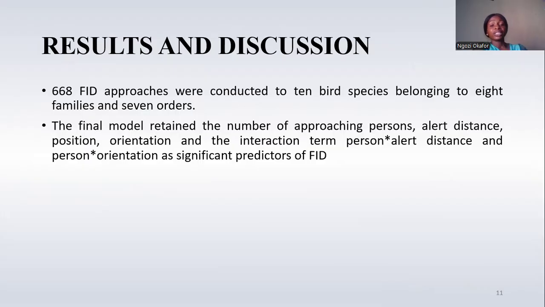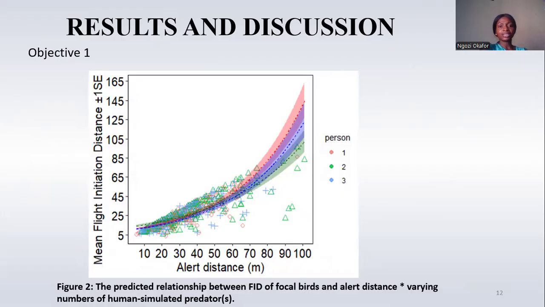Our final model retained the number of approaching persons, alert distance, position, orientation, and the interaction terms, person and alert distance, and person and orientation, as significant predictors of FID. And this is our result for objective one.